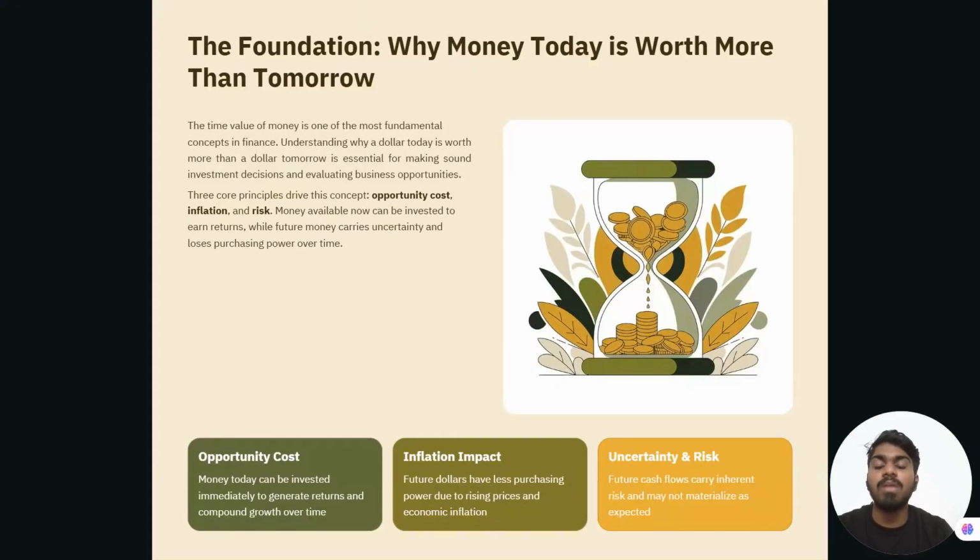The foundation: why money today is worth more. The time value of money is one of the most fundamental ideas in finance. Money available today can be invested immediately to earn returns and grow through compounding. There are three core reasons why a rupee today is worth more than a rupee tomorrow. Opportunity cost, since today's money can be invested. Inflation, because future money will have less purchasing power. And risk, as future cash inflows may not occur as expected.